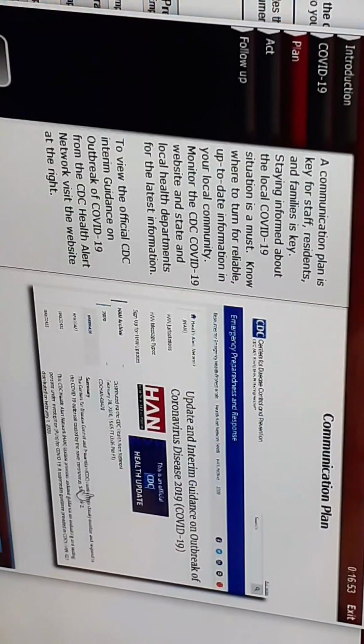A communication plan for staff, residents, and families is key. Staying informed about the local COVID-19 situation is a must. Know where to turn for reliable, up-to-date information in your local community. Monitor the CDC COVID-19 website and state and local health departments for the latest information. To view the official CDC interim guidance on outbreak of COVID-19 from the CDC Health Alert Network, visit the website at the right.